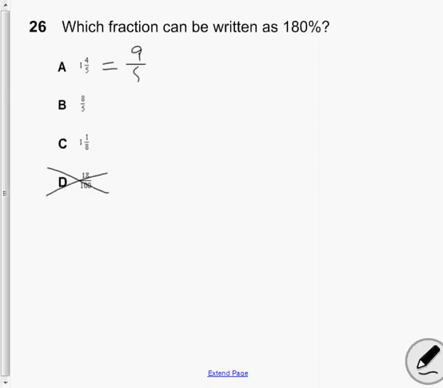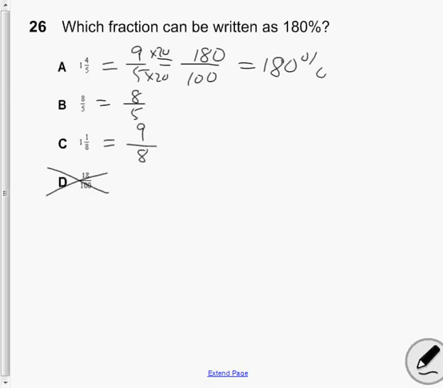So this is actually 9/5, 8/5, and this is 9/8. I'm going to change them to improper fractions first. If I change it to a percentage, I know my equivalent fraction has to be out of 100. Here I would multiply by 20. I get 180 out of 100, which is 180%. So my answer is A, but I'm going to double check my other ones.